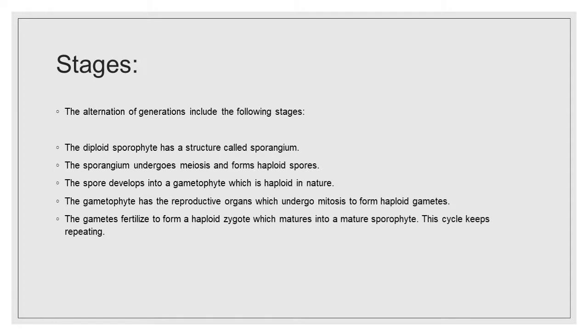What are these stages? The alternation of generation generally includes stages. The diploid sporophyte has a structure with sporangia, which is going to bear the spores after meiosis, and the spores are going to develop into the gametophyte, which is haploid in nature. Simply, the sporophyte will give rise to spores after meiosis, and the gametophytic body is going to give rise to gametes after mitosis.